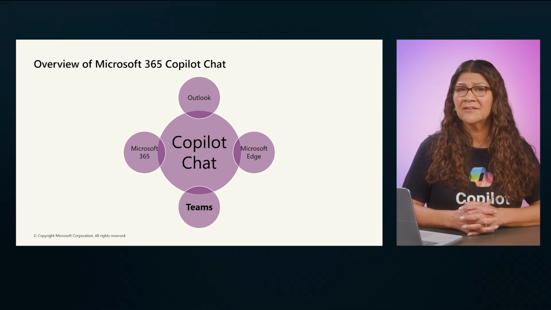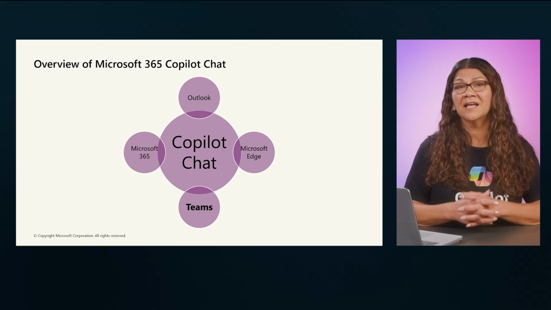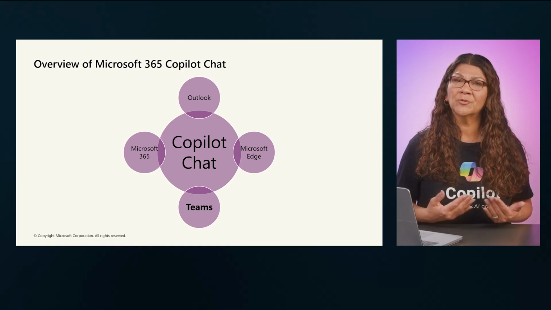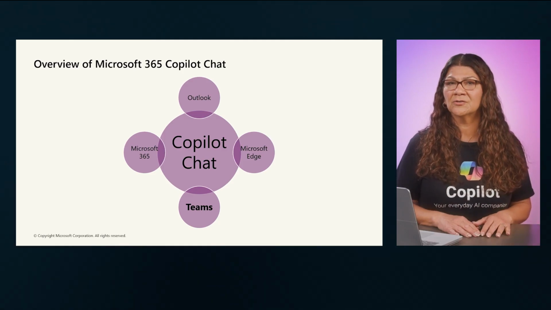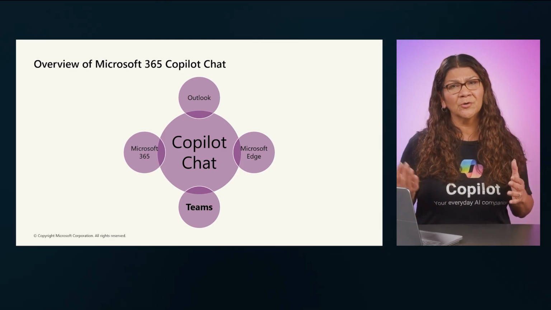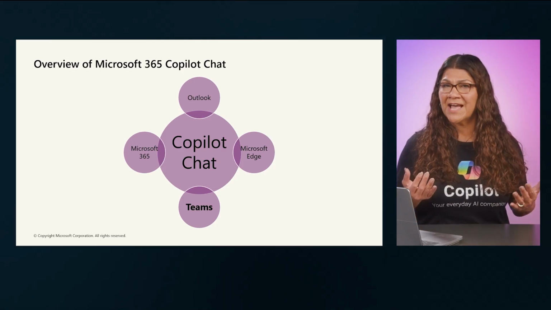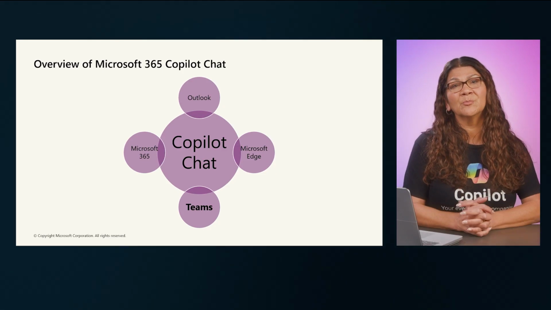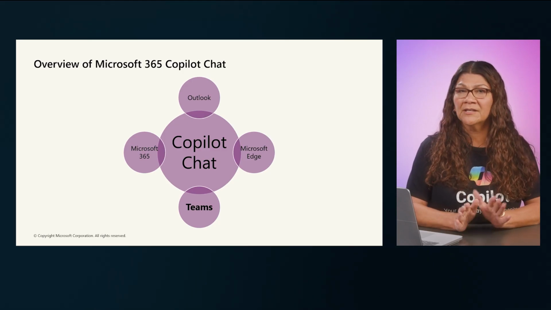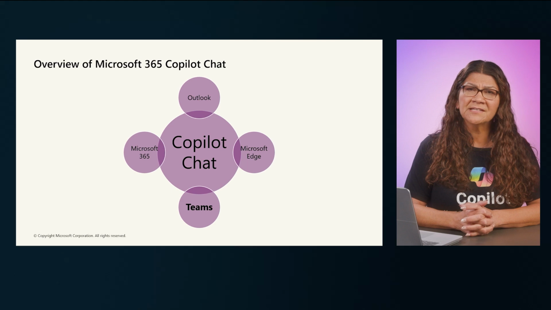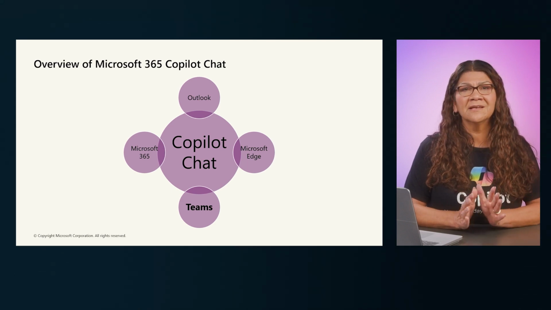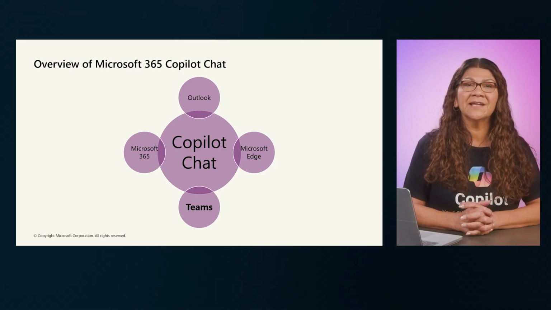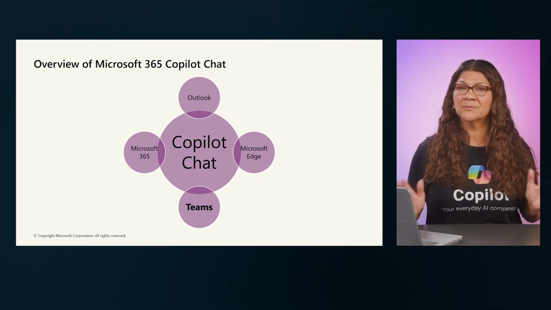Here we see how Microsoft 365 Copilot Chat sits at the very center of the entire Copilot experience, acting as your primary hub for interacting with AI across your workday. It's grounded in both work data, which is your emails, chats, files, meetings, and web data, giving you insights that are both contextually relevant and broadly informed. Because Copilot Chat is built directly into the apps you already use, Teams, Outlook, M365, and Microsoft Edge, and more, you can access it wherever you're working without switching tools.